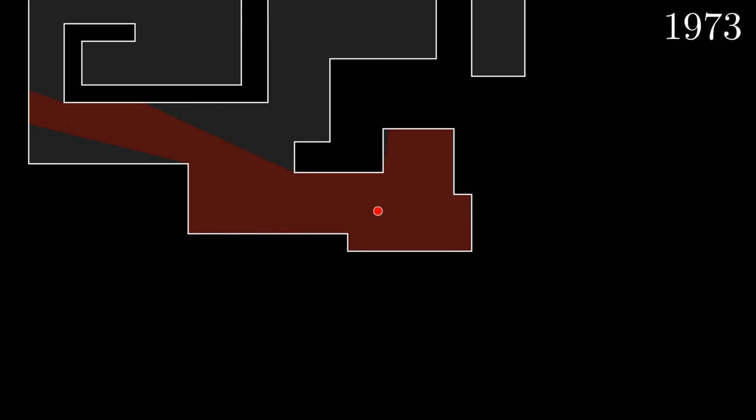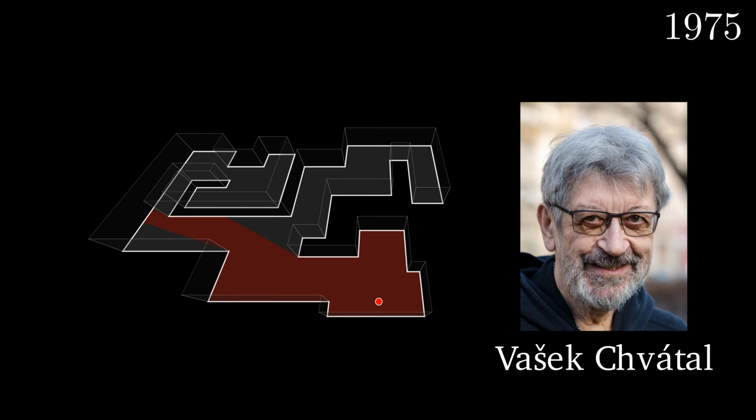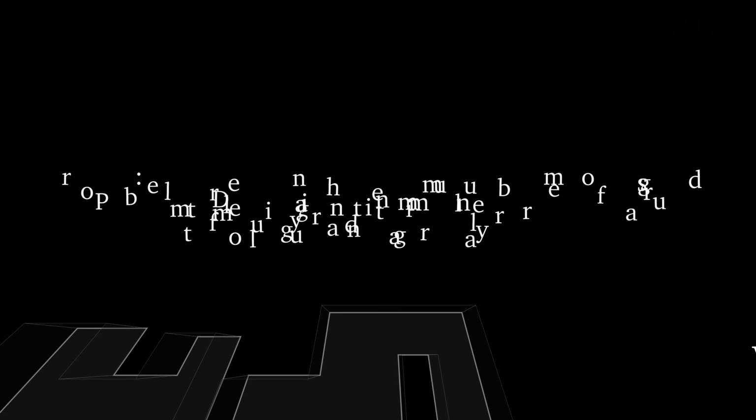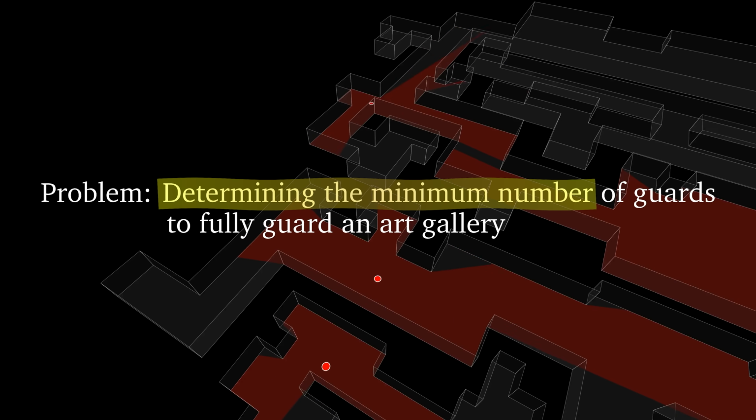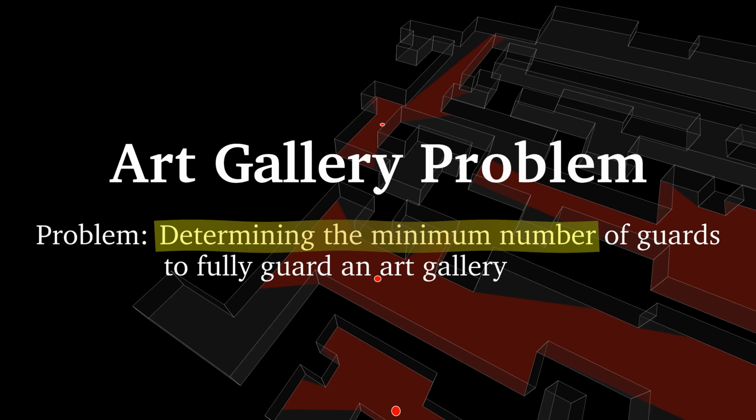Two years later, the mathematician Chvátal provided a solution to this problem, and the focus shifted to determining the minimum number of guards required to fully guard an art gallery. A problem that is known today as the art gallery problem.